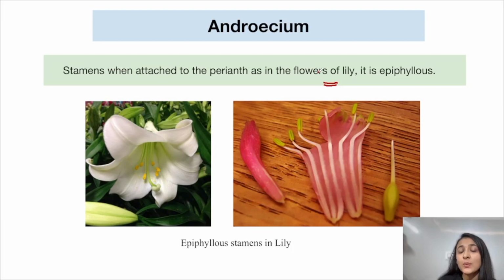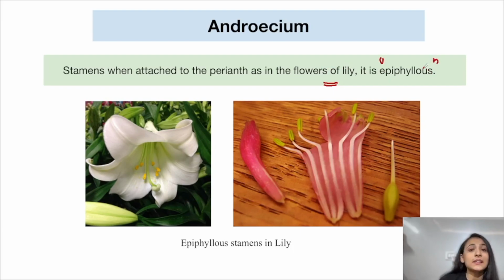What is a perianth? When you cannot differentiate between the calyx and corolla whorls of the flower. You cannot distinguish sepals from petals. So when you are not able to distinguish between these 2 whorls, we call that structure a perianth. We collectively call those 2 whorls, or the whorl that is present towards the outside, the outermost whorl, the perianth. Okay, it can be seen in the flowers of lily, and if stamens are attached to the perianth, the condition is known as epiphilous condition.